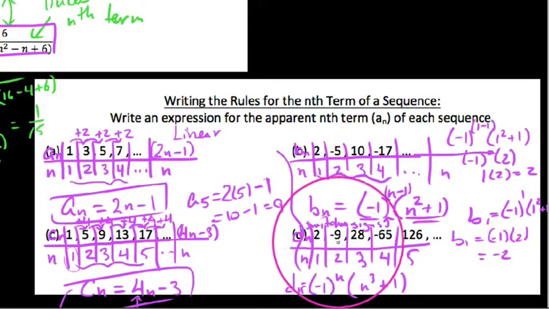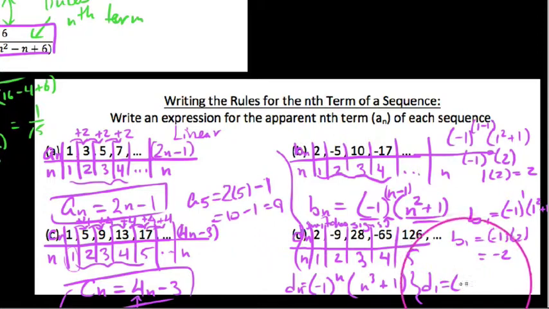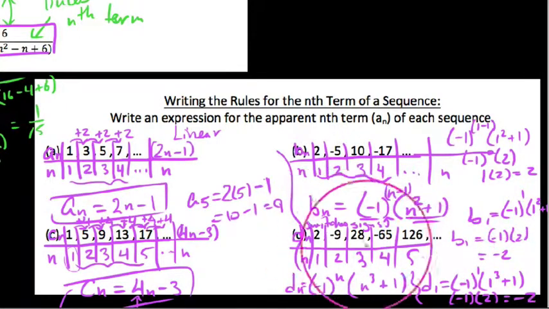So 2 cubed is 8, plus 1 is 9. 3 cubed is 27, plus 1 is 28. 4 cubed is 64, plus 1 is 65. So we ask, does this rule work? And again, we should test it. d1 would be negative 1 to the 1 times 1 cubed plus 1. So we would get negative 1 times 2, which is negative 2, but I needed a positive 2. So again, we're going to change our rule so it says n minus 1 on this exponent of the negative 1 base.